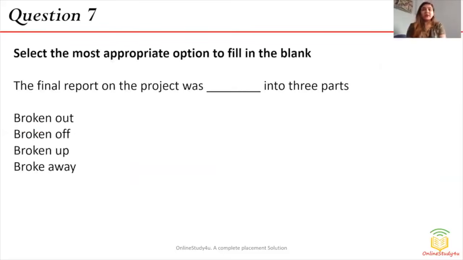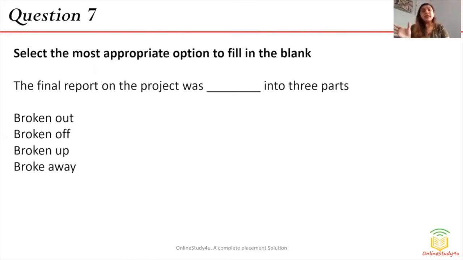Let's move to question number 7. Now this is again, select the most appropriate option to fill in the blank. And we're looking at a phrasal verb out here, right? So broken with a combination of some preposition is going to give us another meaning. So a phrasal verb question is what we are looking at. The final report on the project was dash into 3 parts. Okay, broken out, broken off, broken up, and broken away.